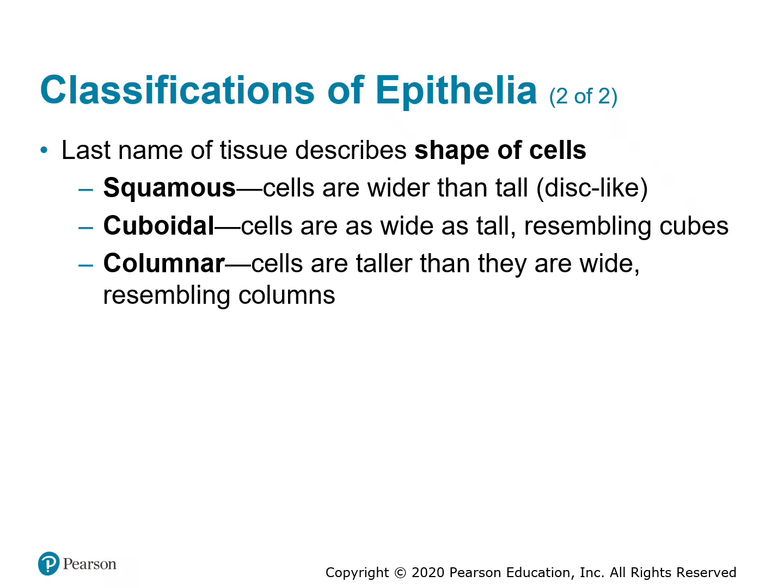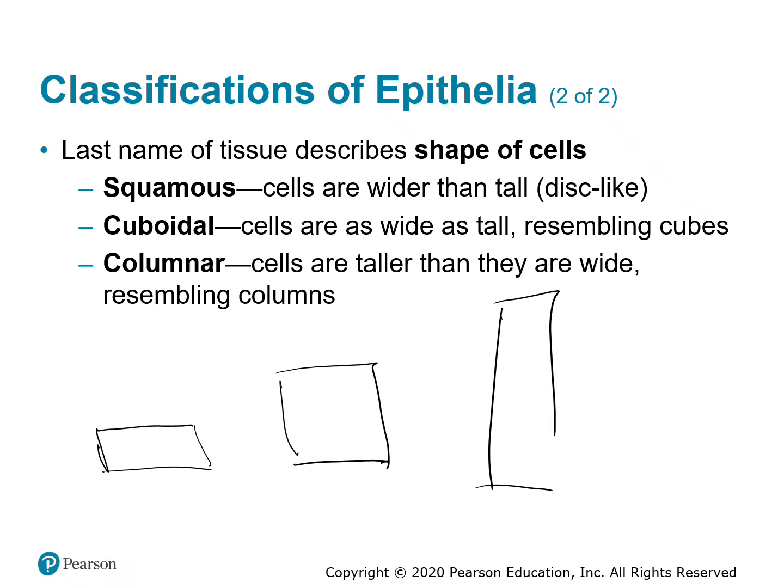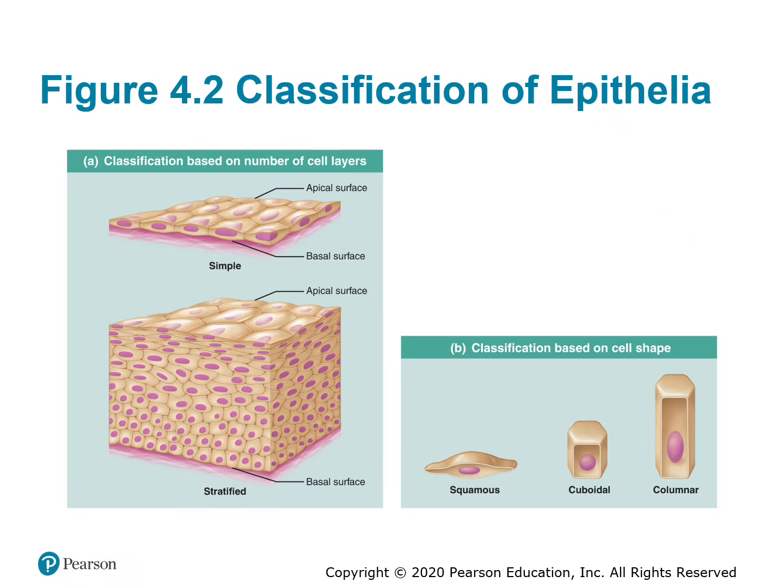The other way that we classify epithelial tissue is by their shape. Squamous cells are flat. Those are wider than they are tall. Cuboidal cells are pretty cubed, and columnar cells are taller than they are wide, sorry. Like a column. Okay. That's what it looks like.